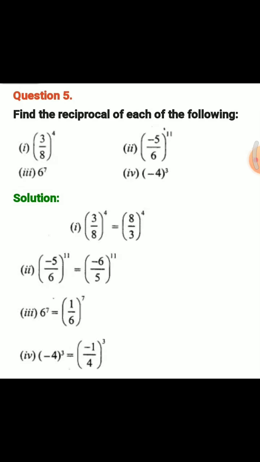Now question number 5. Find the reciprocal of each of the following. What do you mean by reciprocal? Reciprocal means the product will be 1. 3 by 8 power 4 means you write here 8 by 3 power 4. Minus 5 by 6 power 11, so minus 6 by 5 power 11. 6 power 7 equals 1 by 6 power 7.